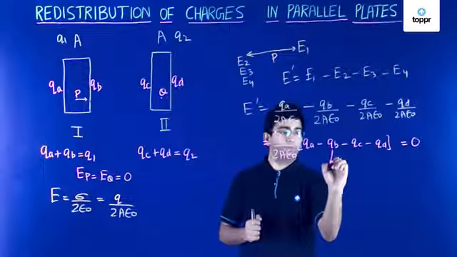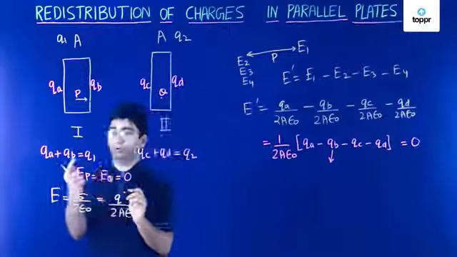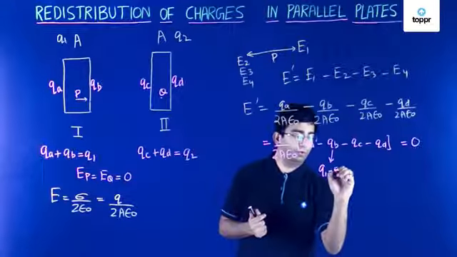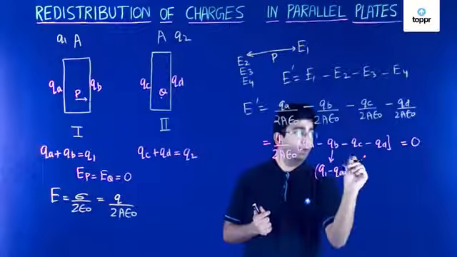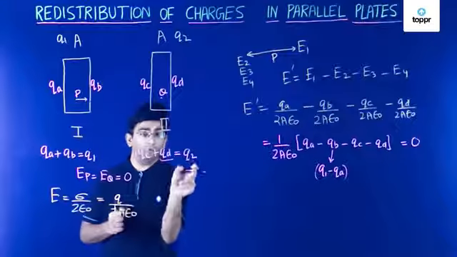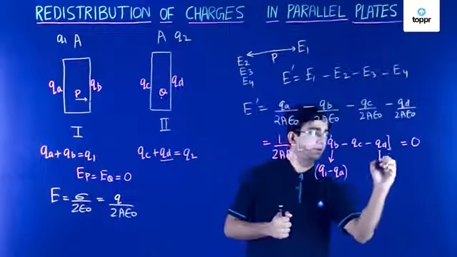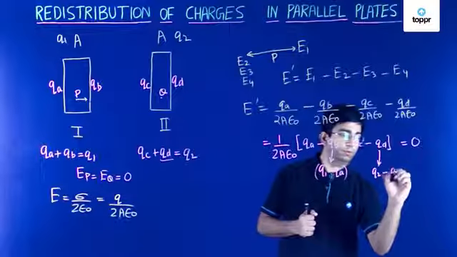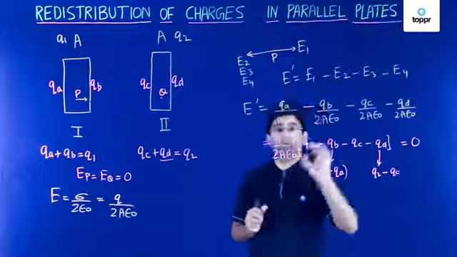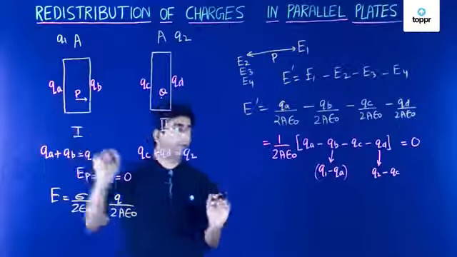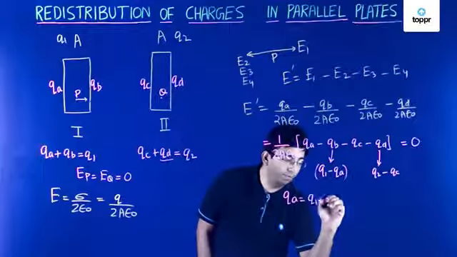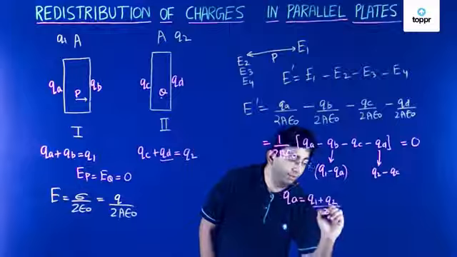Now we will put the expression of QB from this expression. So QB would be Q1 minus QA. And similarly, we can substitute the expression of QD from this formula, which would be Q2 minus QC. Now if I simplify this expression and put the entire expression as 0, we can find out the value of QA. On simplification, the value of QA would be given by Q1 plus Q2 divided by 2.